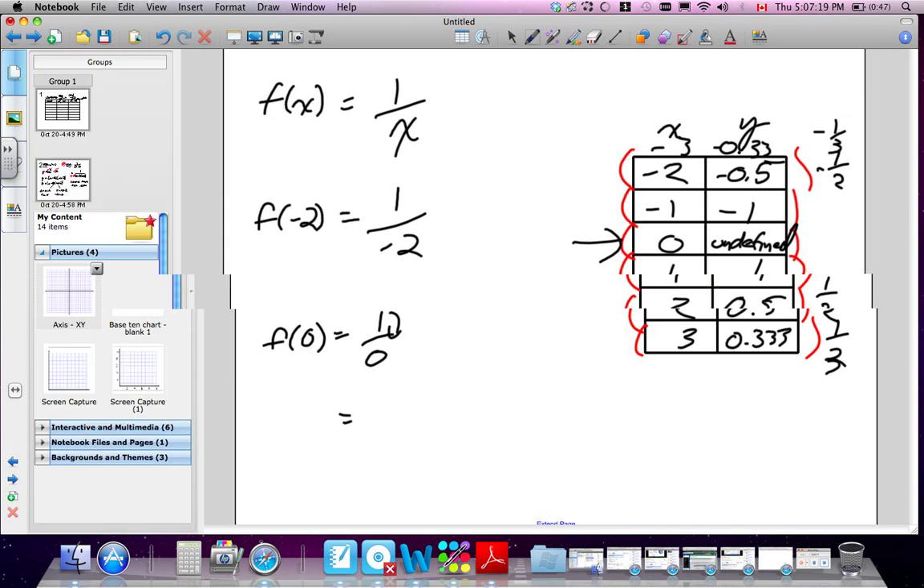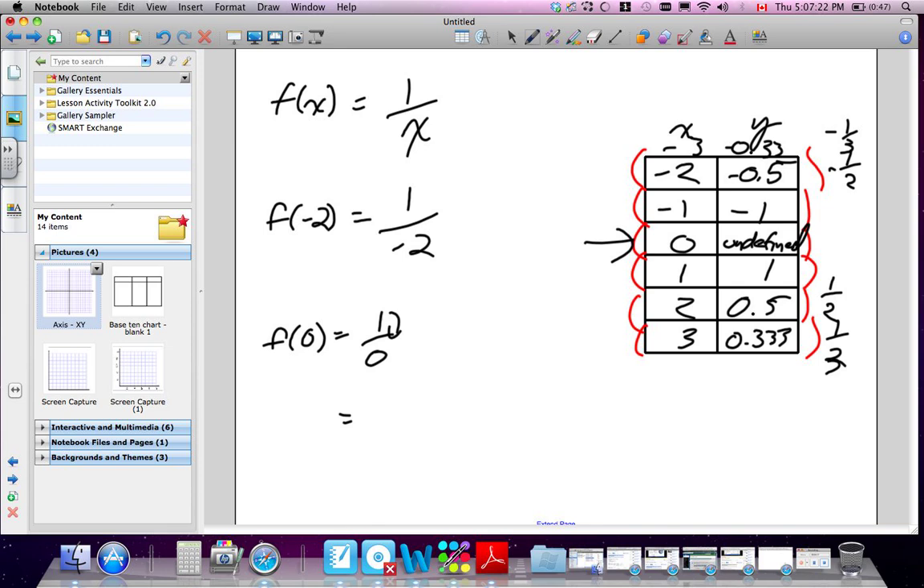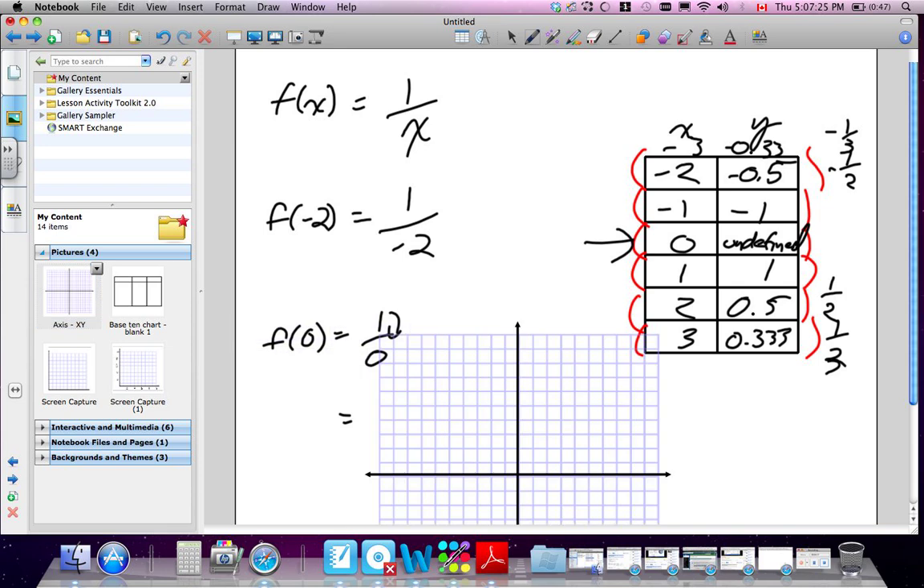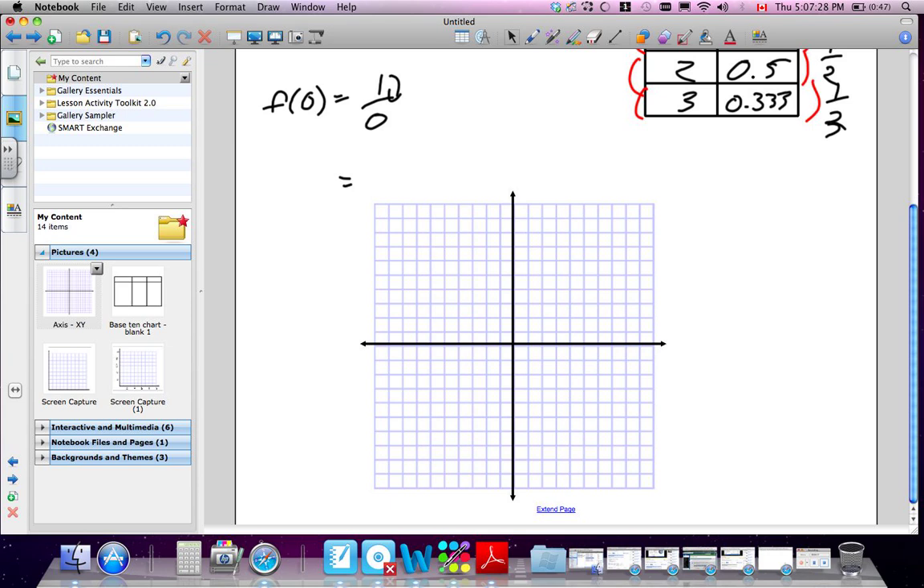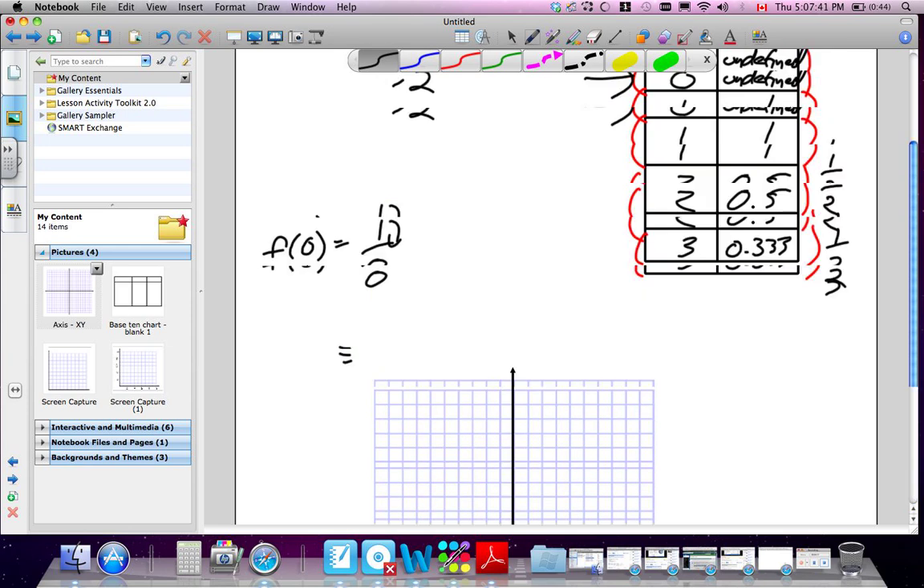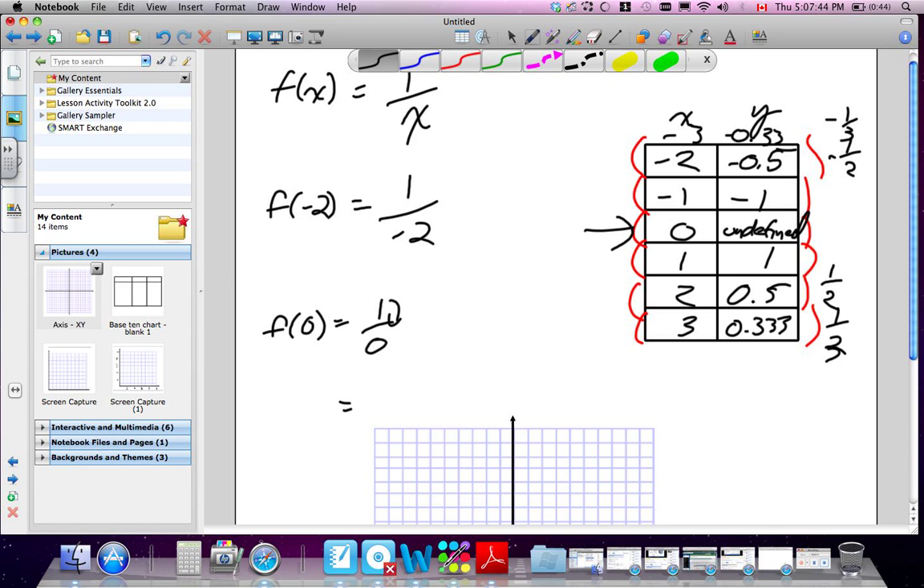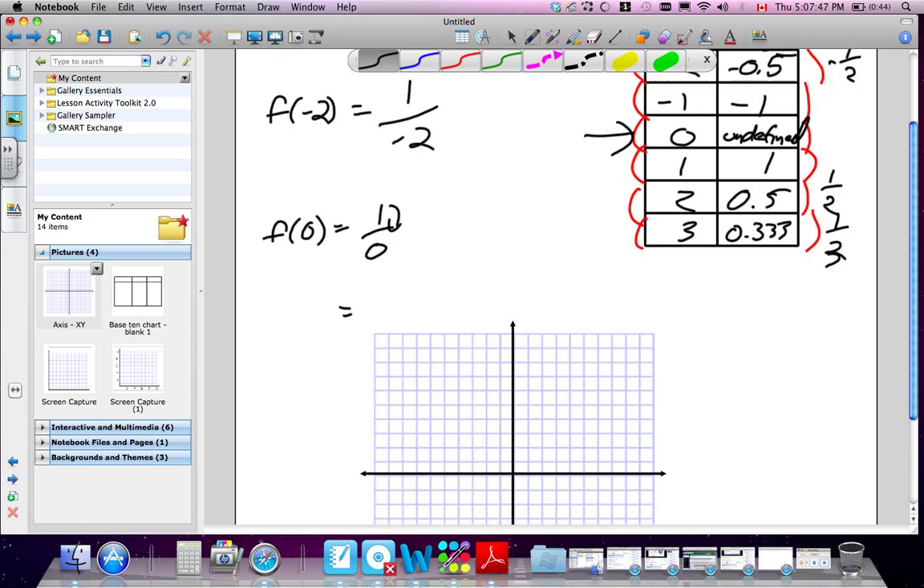Let's bring our graph in. So reciprocal functions. If we go by ones, it's going to be squished, hard to tell. So what I'm going to do is go by 0.5s. So this is going to be 1, -2, -1, -1, -3, -4, -5. Does that make sense? Yep.